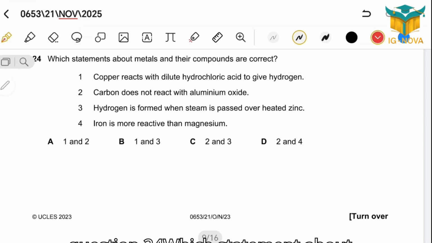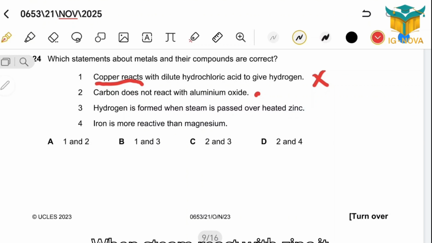Question 24. Which statements about metals and their compounds are correct? Choice 1. Copper reacts with dilute hydrochloric acid to give hydrogen. Copper is one of the inactive metals, so excluded. We're doing trial and error. Carbon does not react with aluminum oxide. Let's think about this one. Hydrogen is formed when steam is passed over heated zinc.